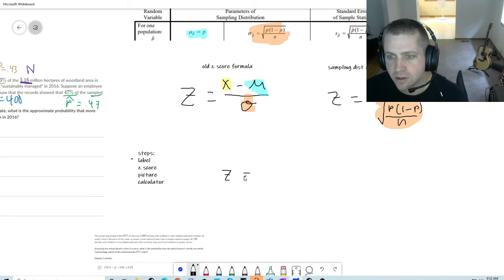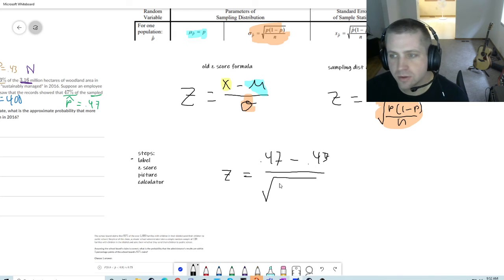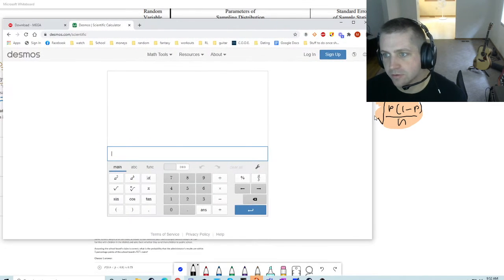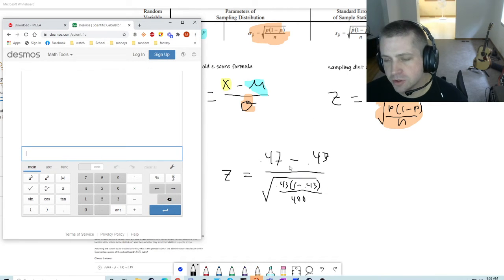So our p hat was 0.47. Our population p was 0.43. Our standard deviation was, let's see, 0.43, 1 minus 0.43. I'm just plugging my numbers into those variables. Sample size was 400. And I gotta use a calculator for this. So we're gonna just plug this into a calculator really fast. You'll use your graphing calculator. Just be sure you put parentheses around the top if you don't want it to get goofed.